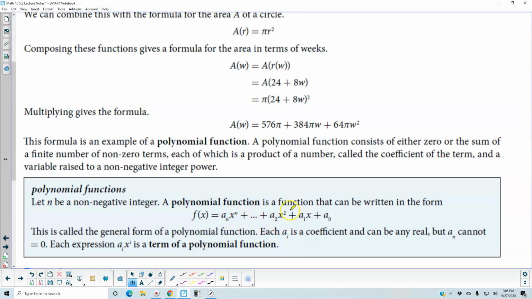Each value of a in front of the variable terms is a coefficient and can be any real number, but a subscript n cannot equal 0. Each expression is a term of a polynomial function.